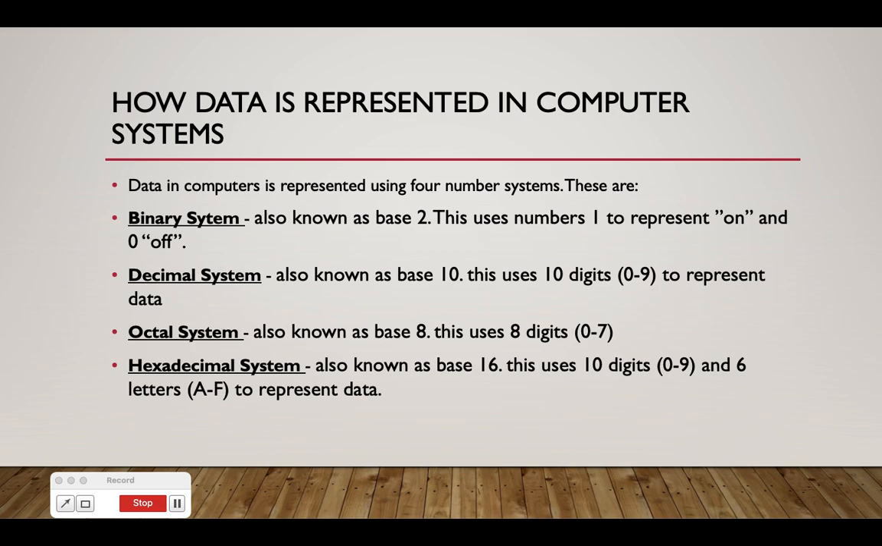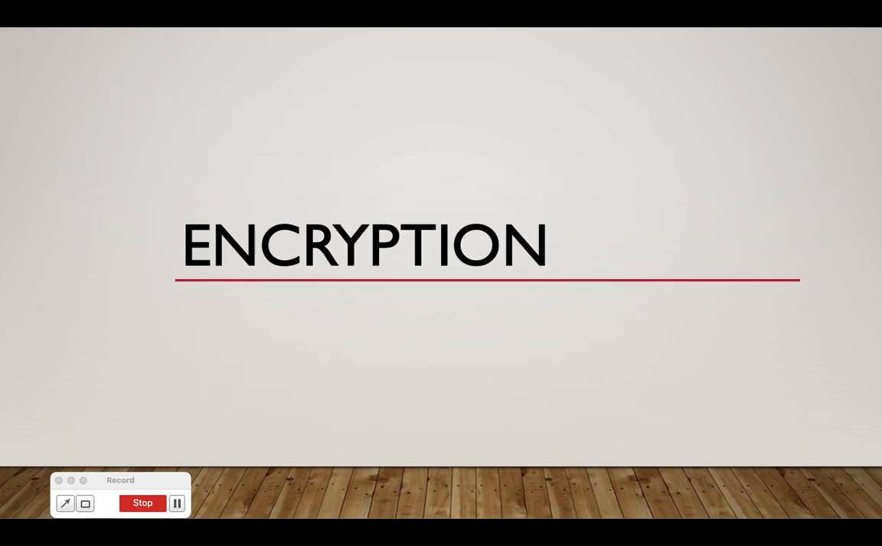The decimal system is also known as base 10. It uses 10 digits, 0 to 9, to represent data. The octal system is also known as base 8. It uses 8 digits, numbers 0 to 7. And the hexadecimal system is also known as base 16. It uses 10 digits, numbers 0 to 9, and 6 letters, letters A to F, to represent data.